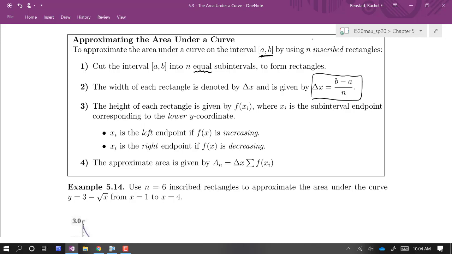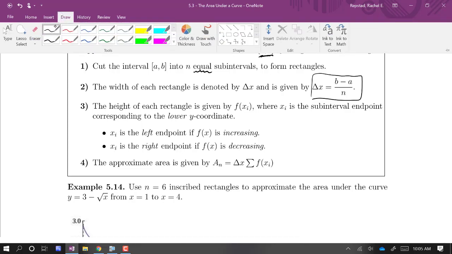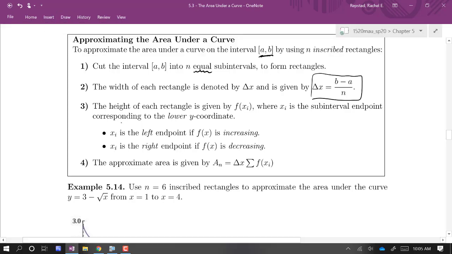When we pick the heights, on each subinterval we want to pick the x-coordinate that corresponds to the lower y-coordinate, to get a rectangle that fits under the curve. If our function is always increasing, that means it's going to be the left endpoint. If it's always decreasing, it's going to be the right endpoint. And you should note that if your function is increasing and decreasing, you might have to switch endpoints, sometimes using the left endpoint and sometimes the right. Always look at a graph of the function. Throw it into your calculator if you need to.